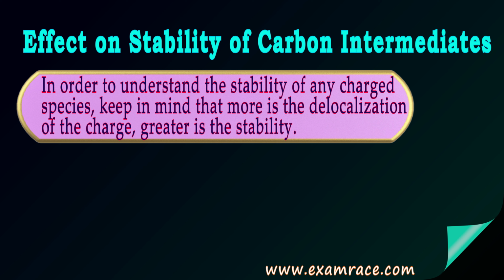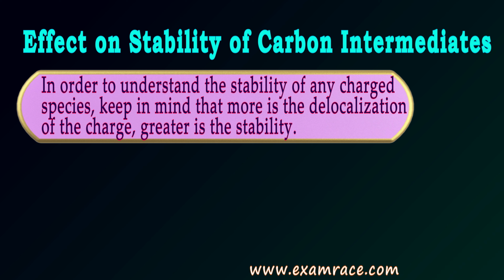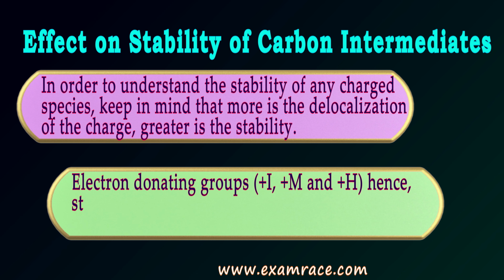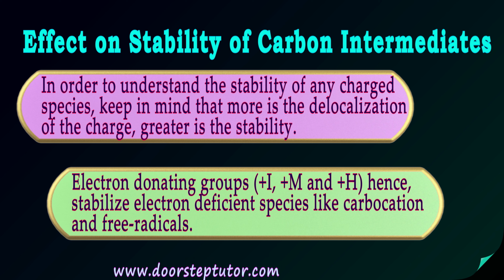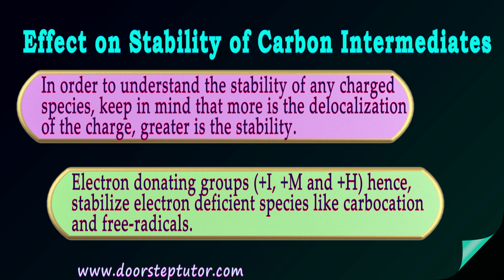That means the more the delocalization of the charge, the greater the stability, as it happens in resonance also. Suppose we have a carbocation or a free radical. These kinds of species are electron deficient. To make them stable, we need an electron donating group like plus I, plus M and plus H group. These are plus inductive effect, plus mesomeric effect and plus hyperconjugative effect.